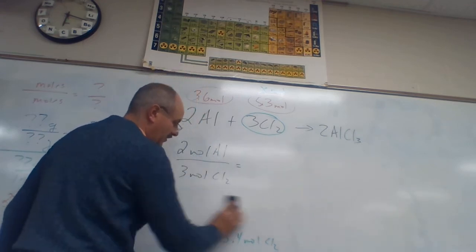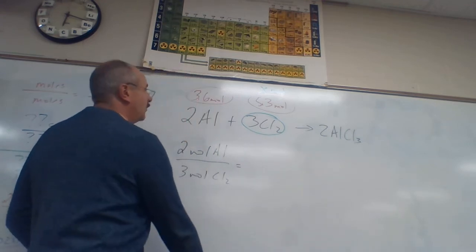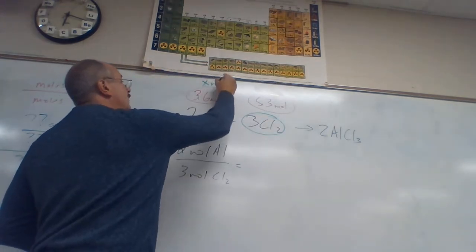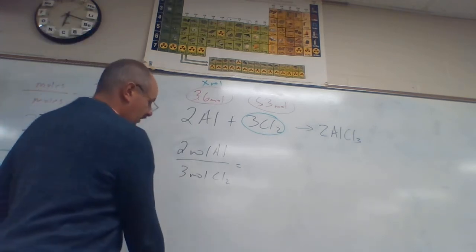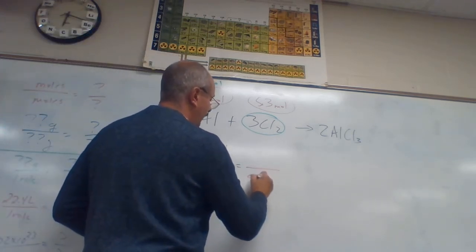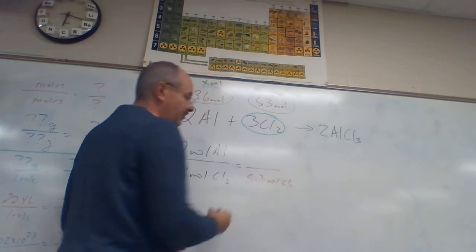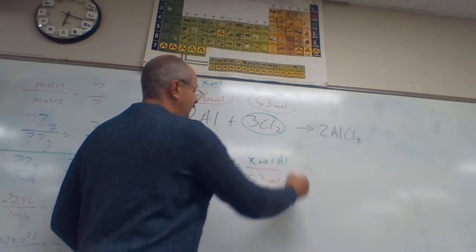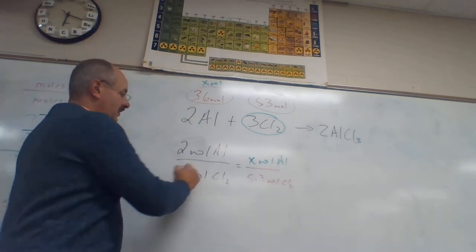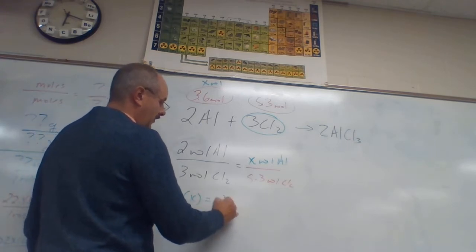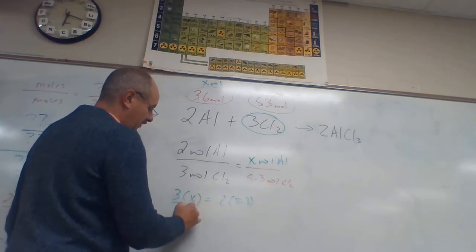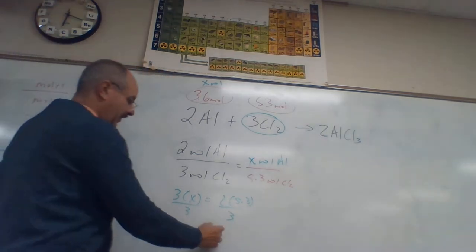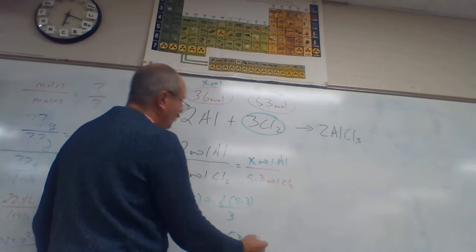So let's go back and redo it with the other one. Now, instead of making this X, we're going to make this X. We've actually got 5.3 moles of Cl2, because that's what they gave us, and we're going to find out, if I use all that, how many moles of aluminum do I need? So cross multiply and solve this. 3 times X equals 2 times 5.3. Divide by 3, and X equals 3.53, and that's moles of Al.